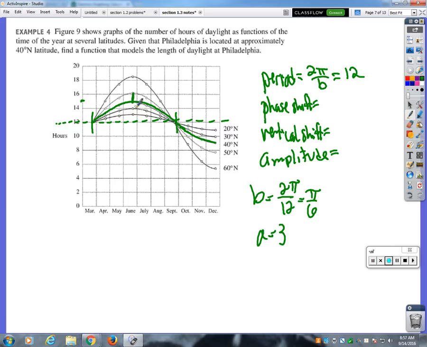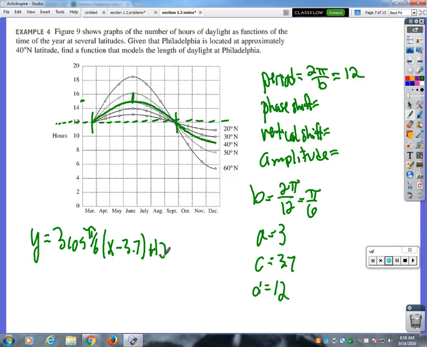3.7, love it. Okay, so that is the phase shift, we're just gonna make that 3.7. And then how far above 0 has this been moved? Up 12. So that means that D is 12. So our equation is y equals 3 cosine pi over 6 times x minus 3.7 plus 12.